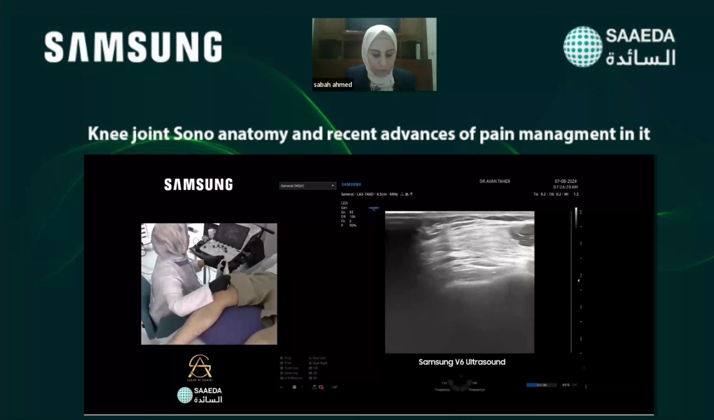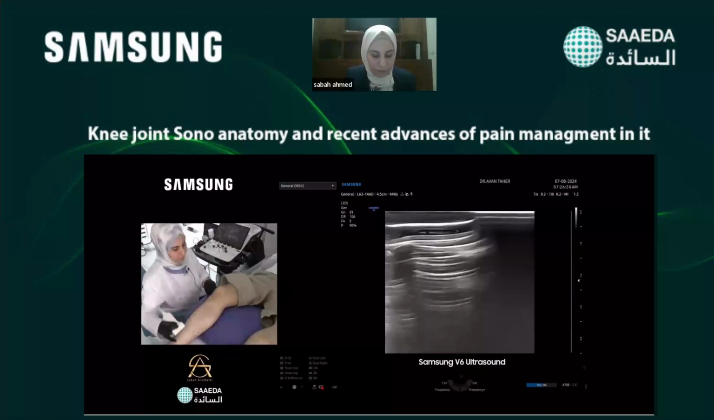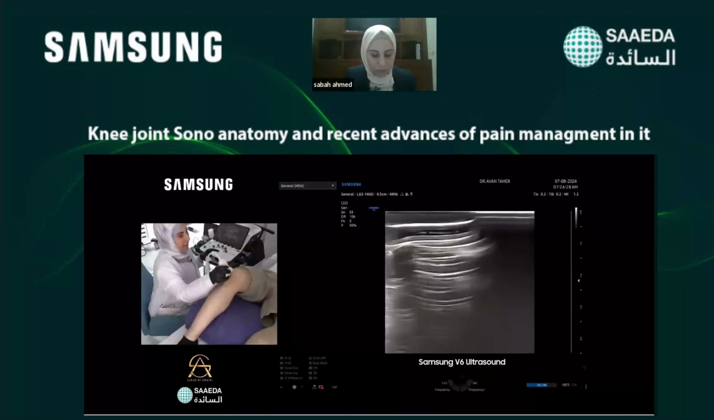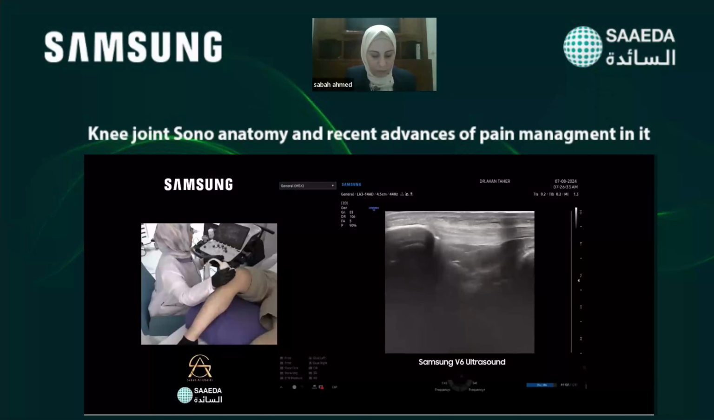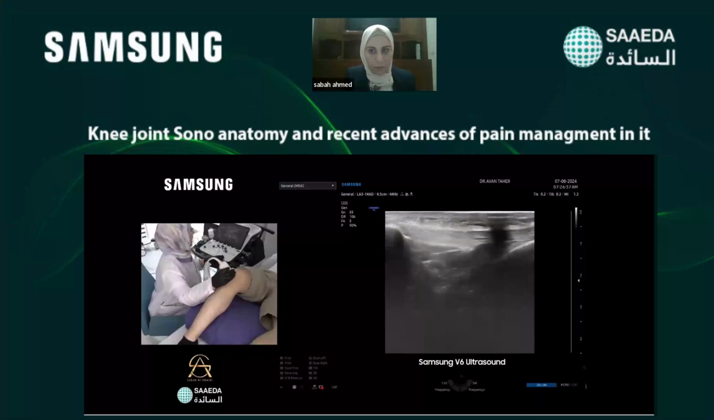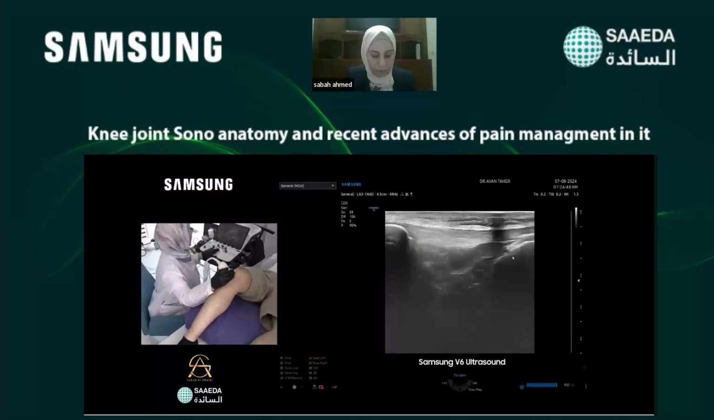So now continue with the patellar compartment by flexion of the knee joint. I put my probe also longitudinally on the patella. This is the infrapatellar part. This is the patellar tendon. The bone that appears above this bone is the patella, and this is the tibia.